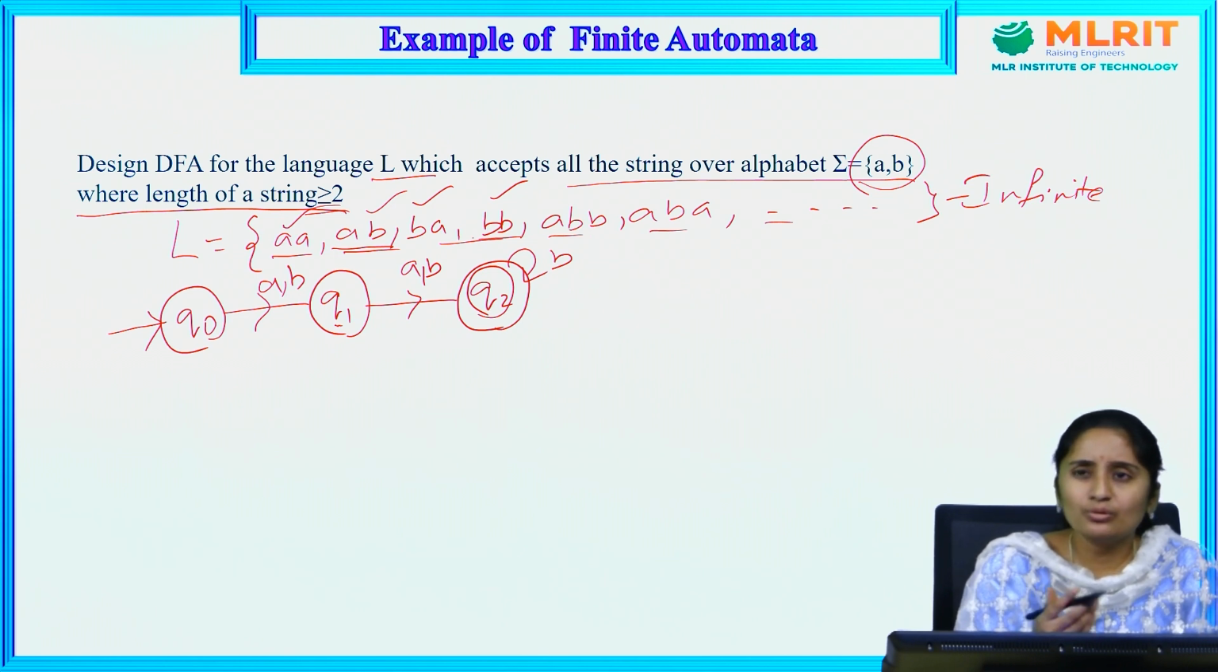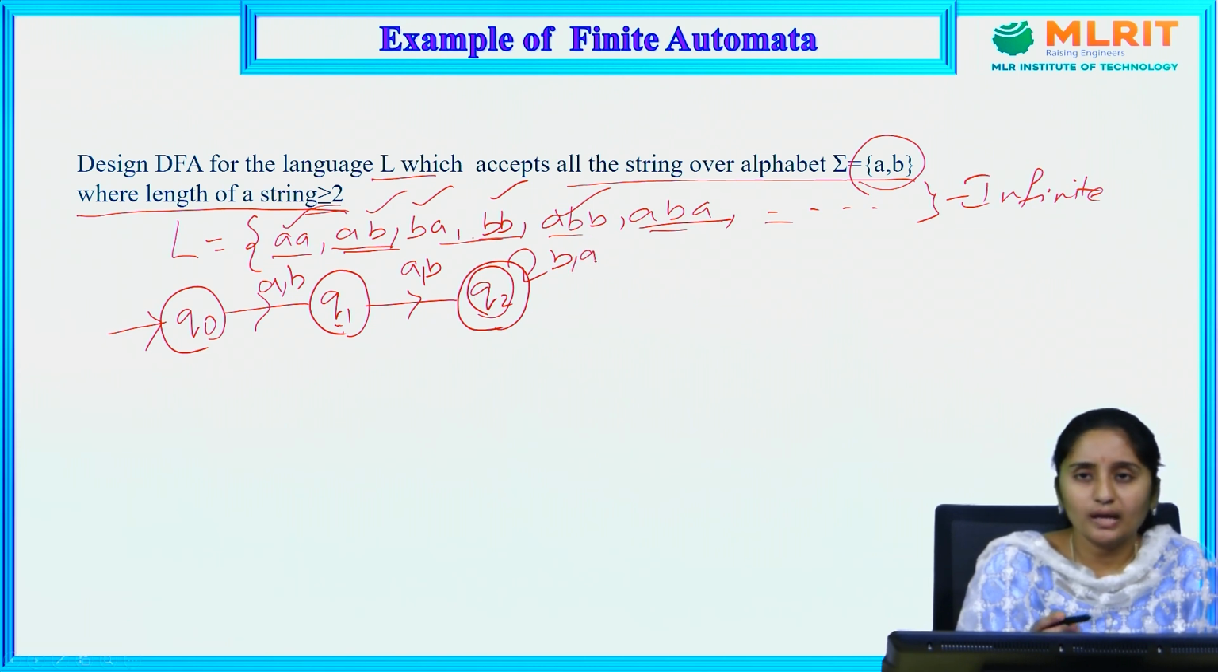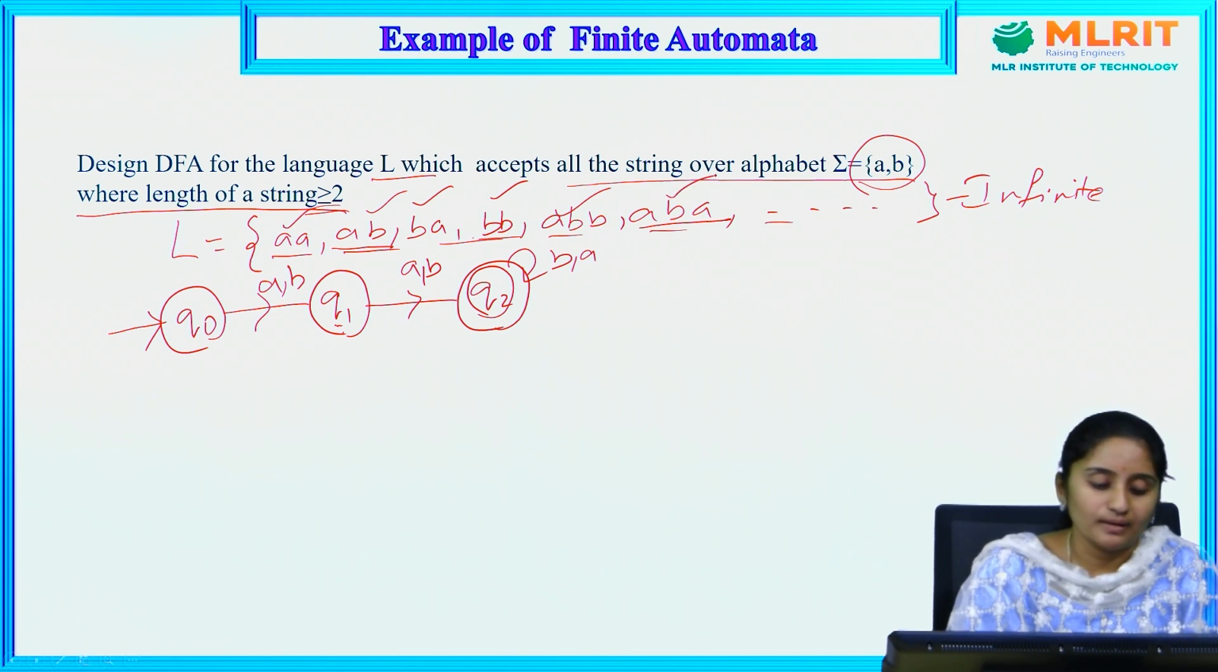So loop means 2, 3, 4, anything I can take. So this is also accept. Check here, A, B, A. Q0 on A, it is moving to Q1. Q1 on B, it is moving to Q2. Q2 on A, I can keep here B comma A or A comma B. Both point to the same, A comma B. So it is reaching the final state. The string is accepted.